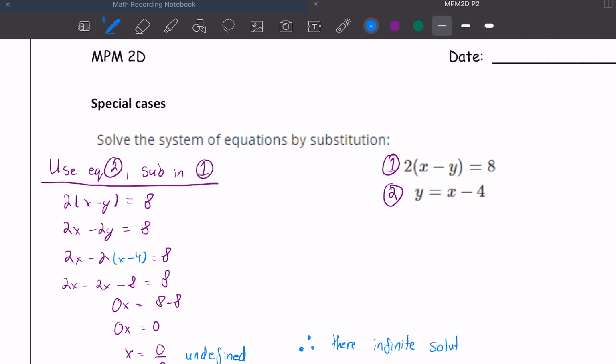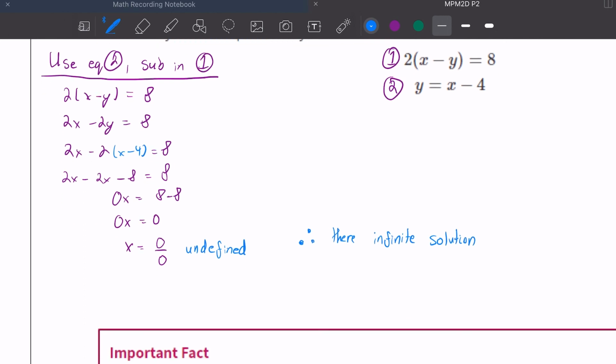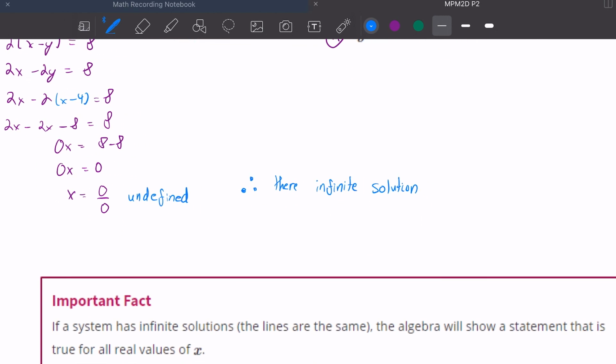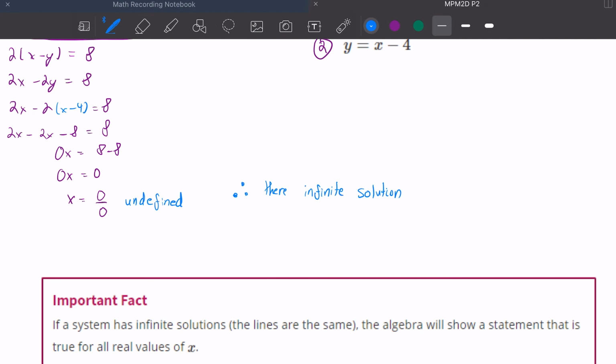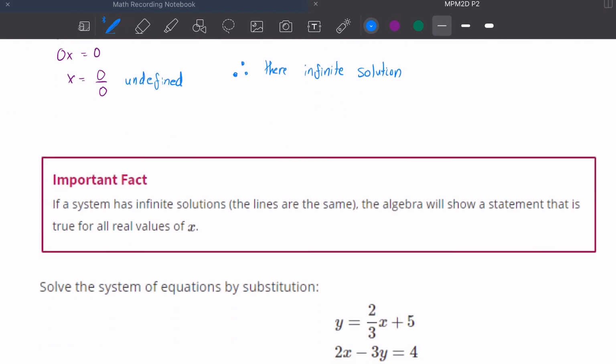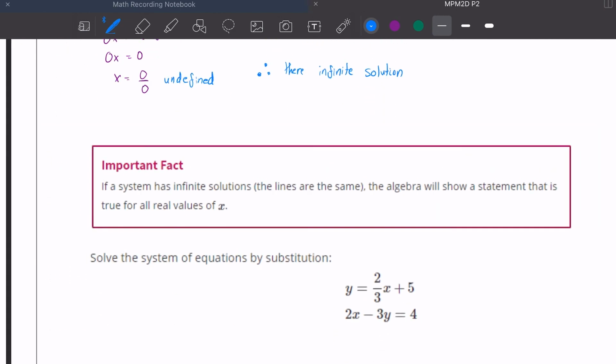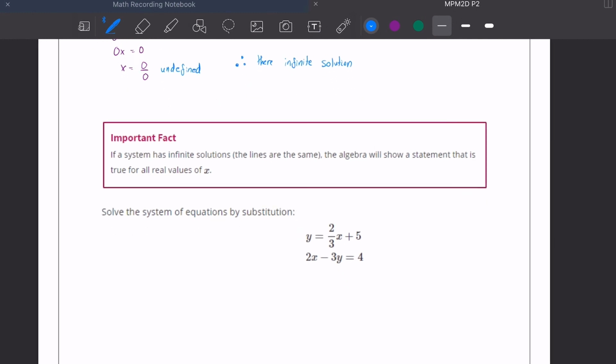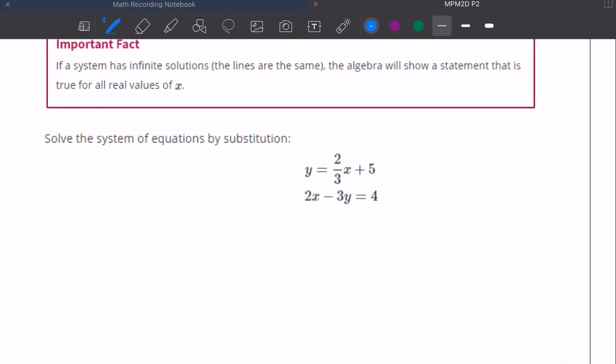You're going to notice this when the lines are the same. So you have your two equations, but they're actually the same lines. That's when you're going to have something that is infinite solutions, okay? You're going to find an undefined x or an undefined y, a 0 over 0. So here's another one. This is going to be an example where there is no solution.